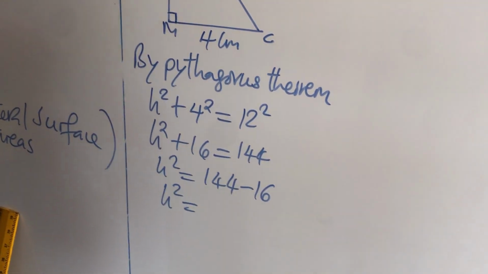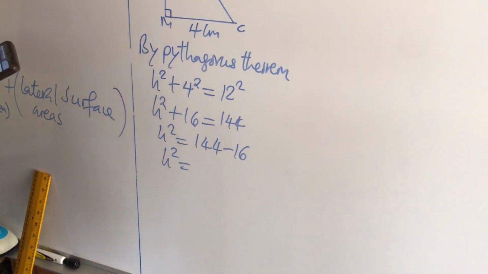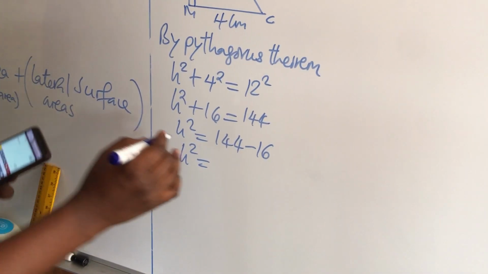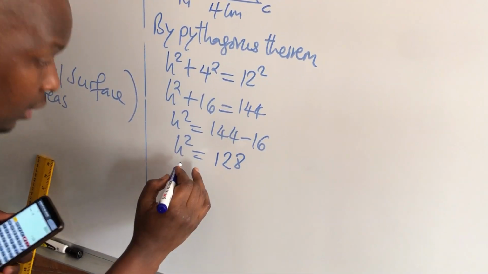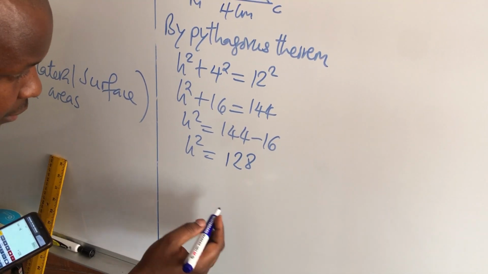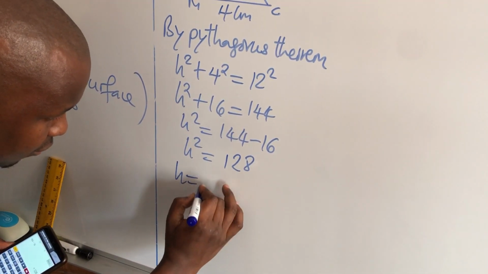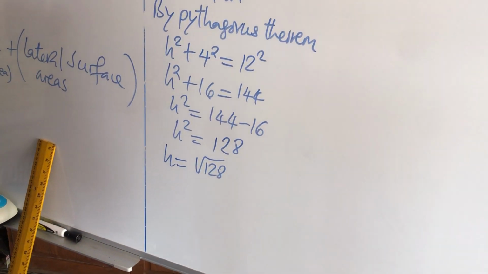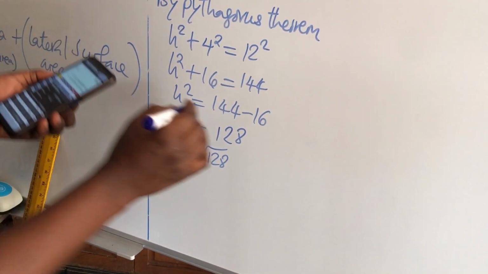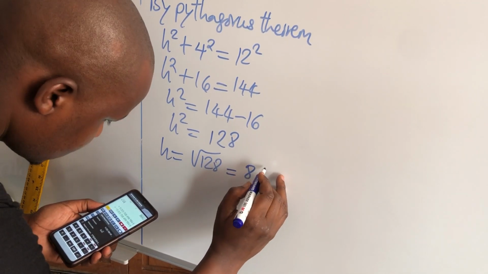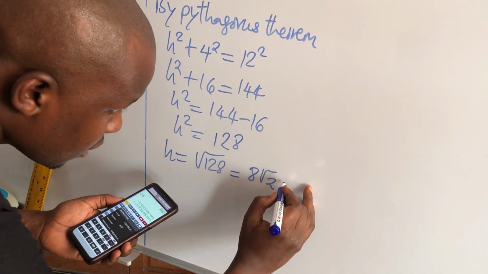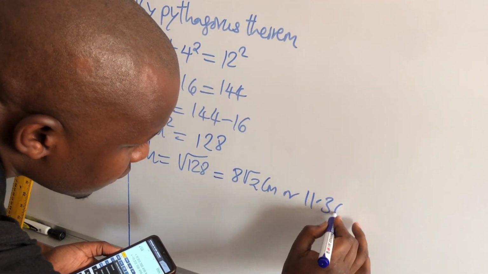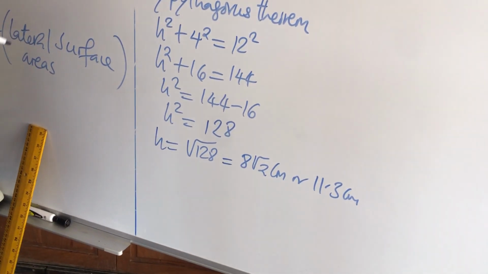Now from the calculator, 144 minus 16, here will be 128. So on square rooting both sides, h will be equal to the square root of 128. It is now equal to 8 radical 2 centimeters, or 11.3 centimeters.